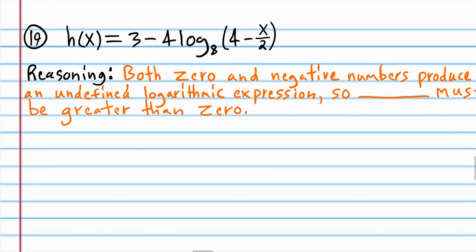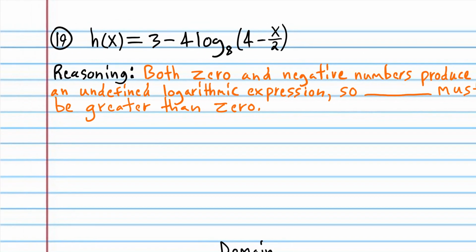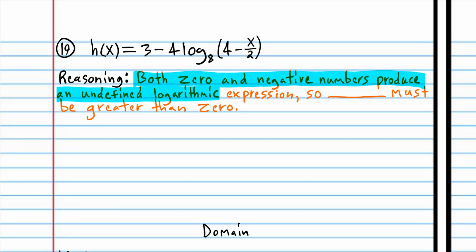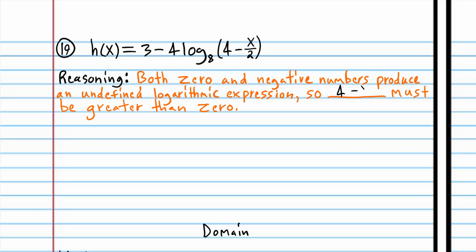Again, when you're trying to find the domain of a function given the equation of a function, it's easier to think about what the x values cannot be rather than what they can be. The x values are the inputs of the function. We know both 0 and negative numbers produce an undefined logarithmic expression. So what that means is that (4 minus x) over 2 must be greater than 0.